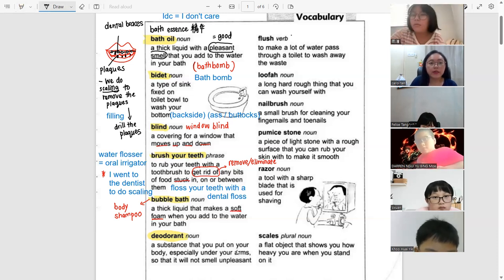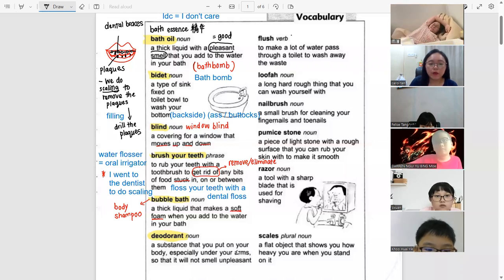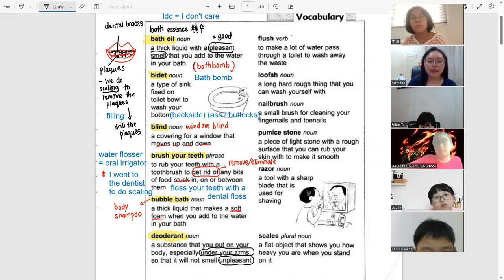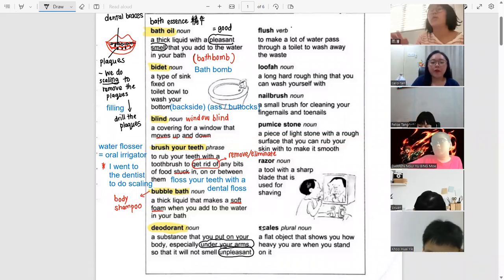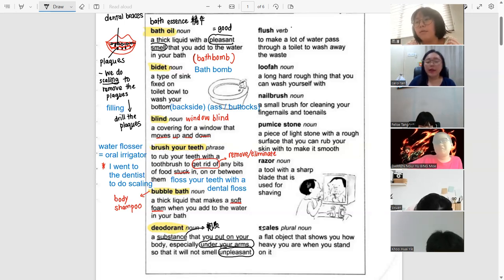Deodorant is a substance that you put on your body, especially under your arms, so that it will not smell unpleasant. Everybody, you can write: deodorant is a substance. What is substance? In Chinese, substance is called 物质. Okay, deodorant. So you put it on your body.